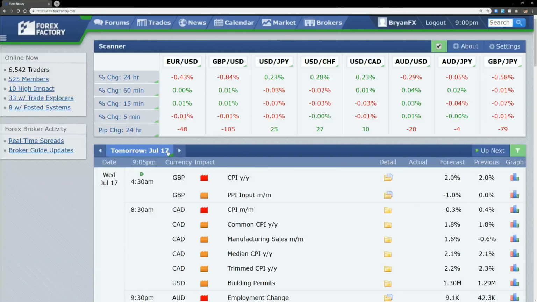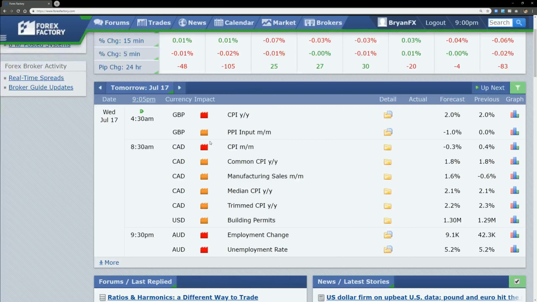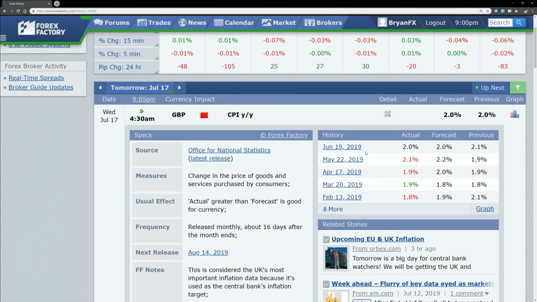Oh, actually, you know what? Let's cover tomorrow real quick. Going into tomorrow, let me cover the news real fast. CPI, which has been a mover in other pairs. We have the pound CPI, so we've got to make sure we keep track of that.